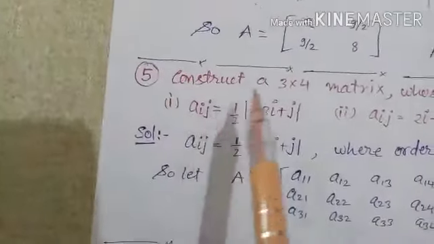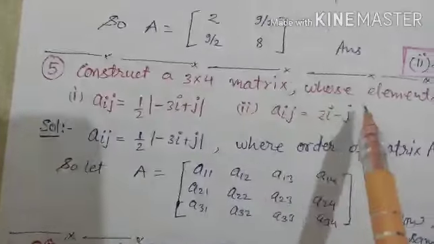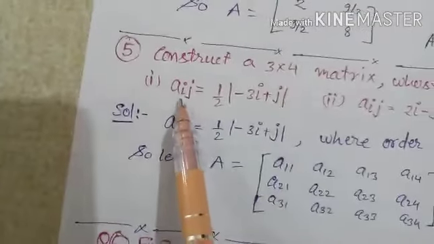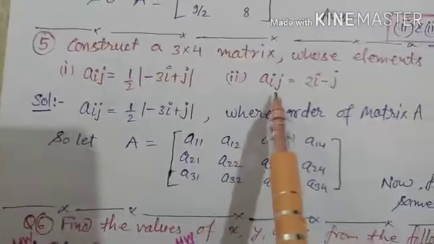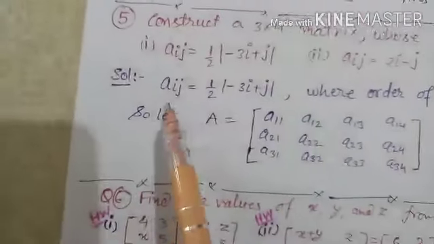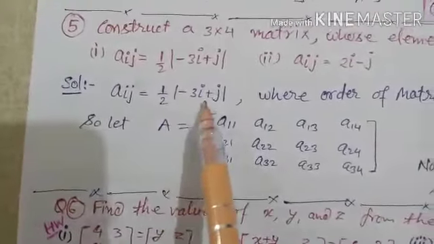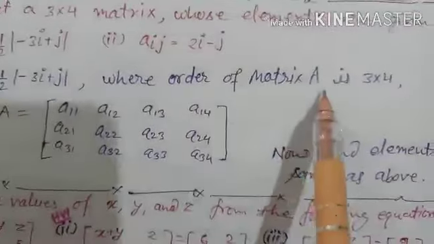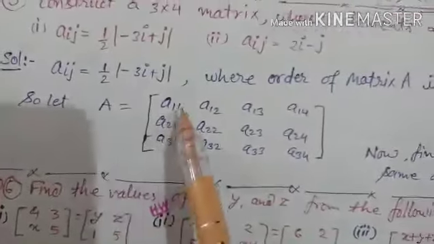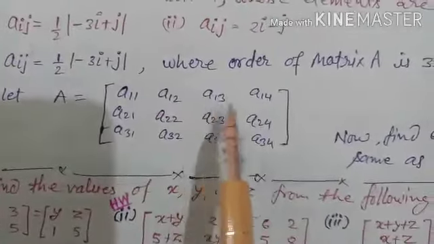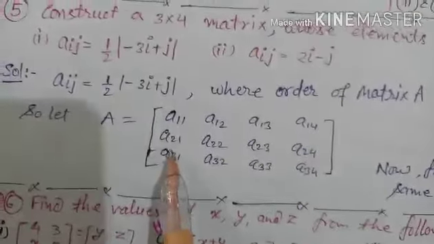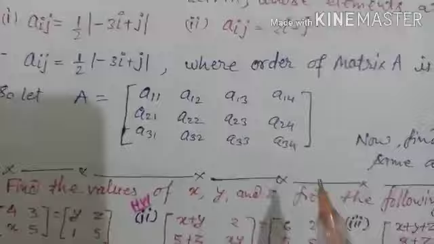Next, question number 5. Construct a 3 by 4 matrix whose elements are given by aij is 1 by 2 mod of (minus 3i plus j), and second one more question, aij is 2i minus j. So here aij is 1 by 2 mod of (minus 3i plus j), where the order of matrix A is 3 by 4. So let matrix A be 3 by 4, it means 3 rows and 4 columns. So a11, a12, a13, a14. Second row, a21, a22, a23 and a24. Third row, a31, a32, a33 and a34. Now find the elements same as above.